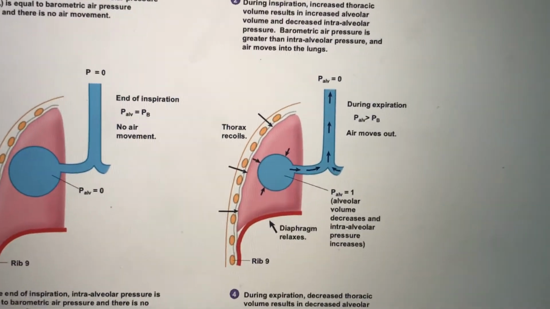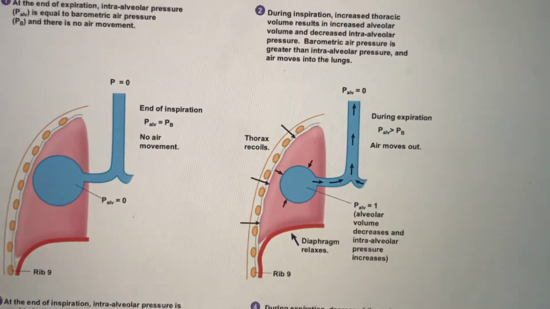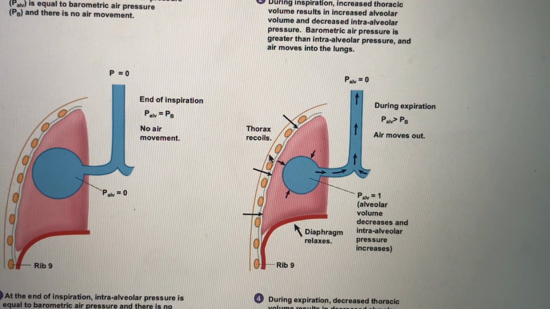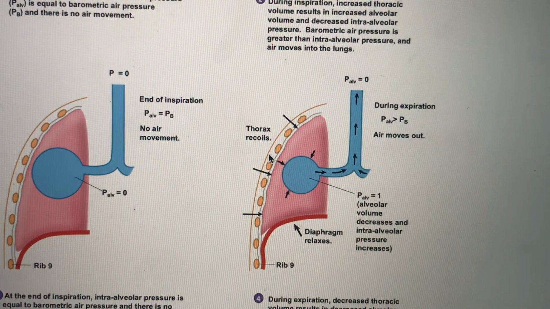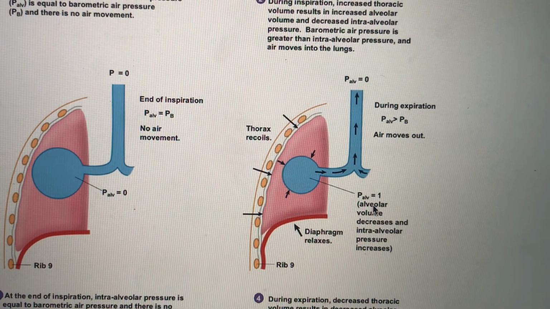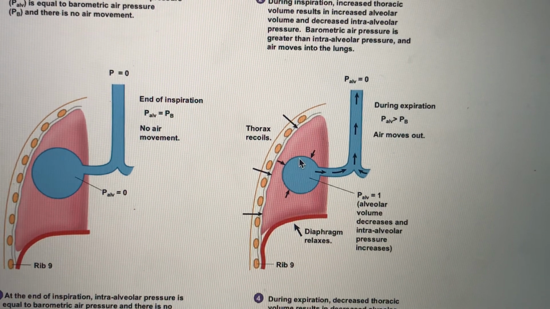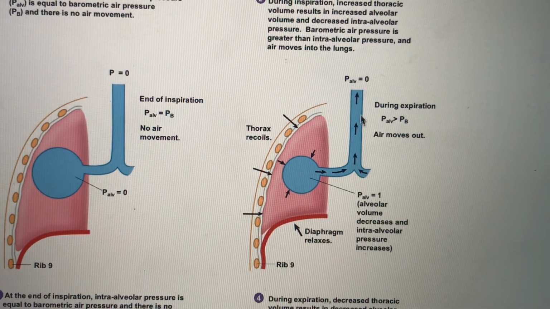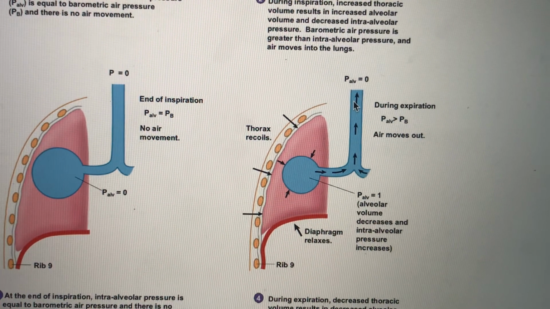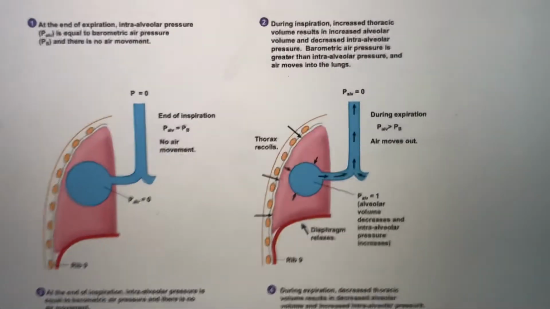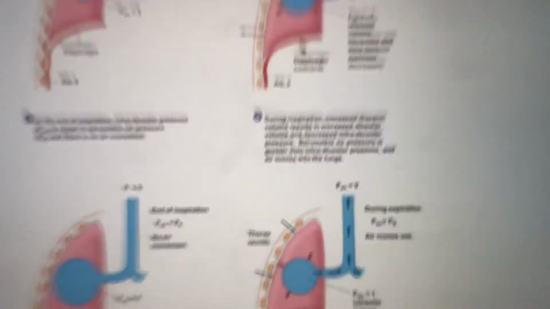As we expirate right here, the actual lung matter will then decrease in size, a decrease of volume. Decreased volume means I increase the pressure. The pressure goes from -1 before to +1. Now there's more pressure in the lungs than in the atmosphere. The lung pressure will allow us to expel the air out and allow us to expirate. So in a nutshell, that is how we are able to inspirate and expirate.